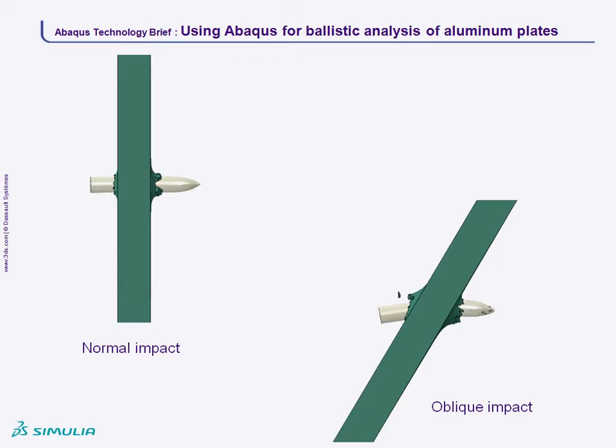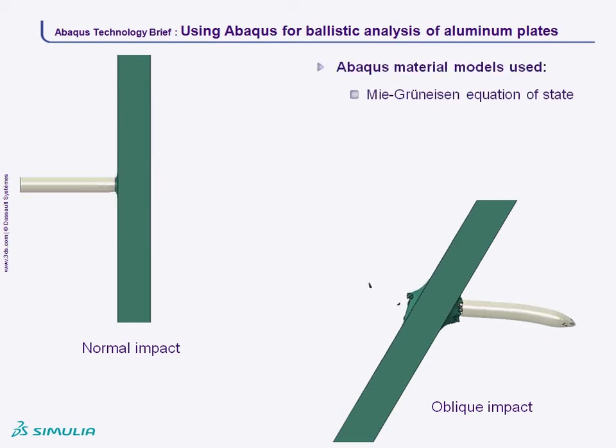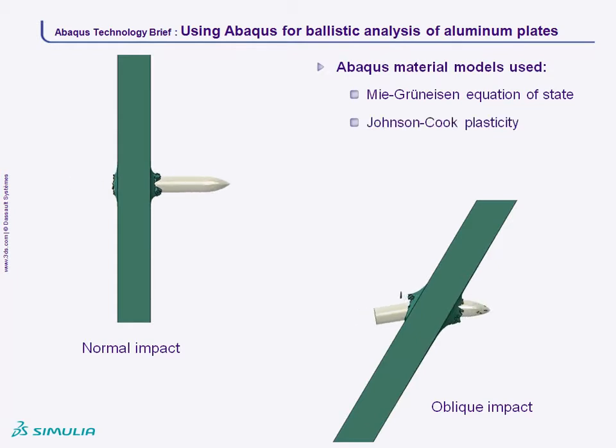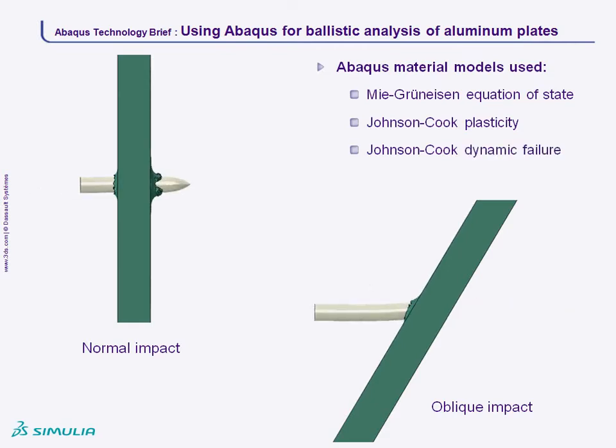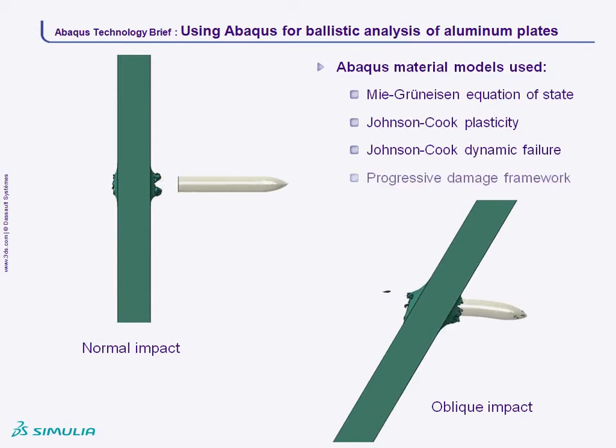While the geometry and initial conditions for this model are relatively simple, it is the sophisticated material model that is the key to the success of this simulation, which matches published experimental results. The Abaqus material models that make this simulation work are the Mie-Grüneisen equation of state for modeling materials at high pressure, the Johnson-Cook plasticity model that accounts for strain rate and thermal effects in the material and its compressibility, the Johnson-Cook dynamic failure model to define the Abaqus ductile damage initiation criterion, and the Abaqus progressive damage framework.